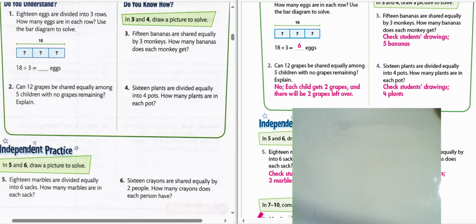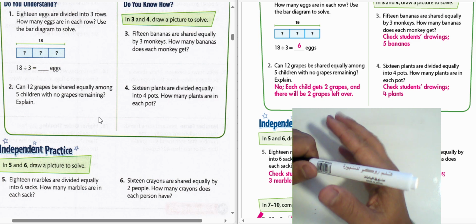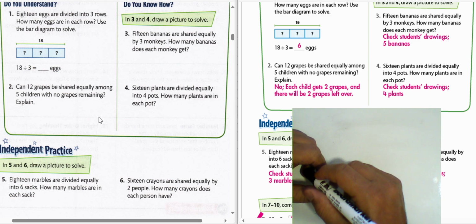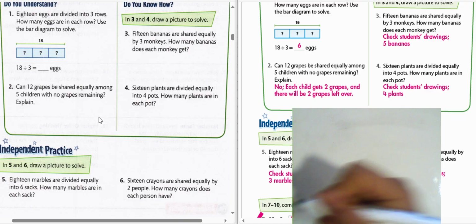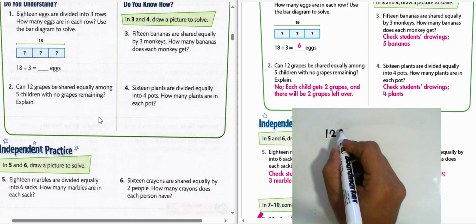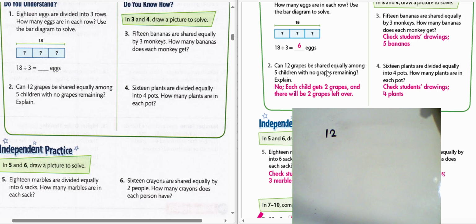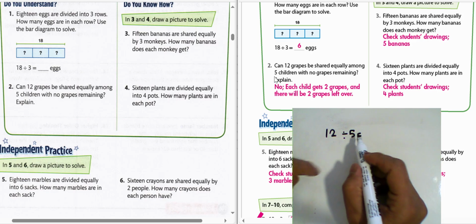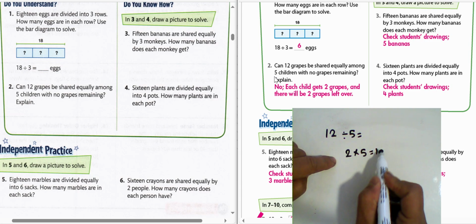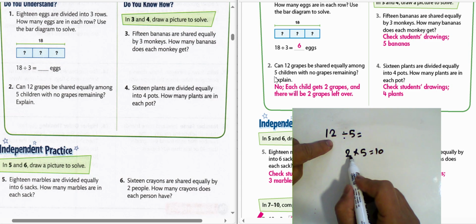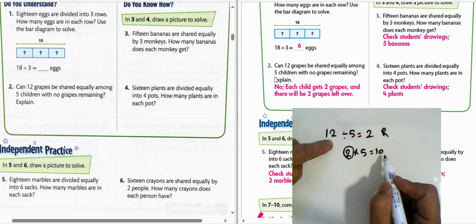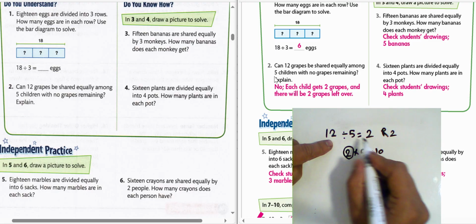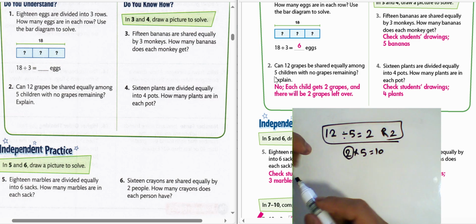Question number 2. Can 12 grapes be shared equally among 5 children with no grapes remaining? Explain. We can write 12 divided by what? We want to divide 12 grapes shared equally among 5 children. 12 divided by 5 equals what? Remember, 2 times 5 equals 10, it's the nearest to 12. Then 12 divided by 5 equals 2, and count just after 10: 11, 12. Then the remainder is 2.